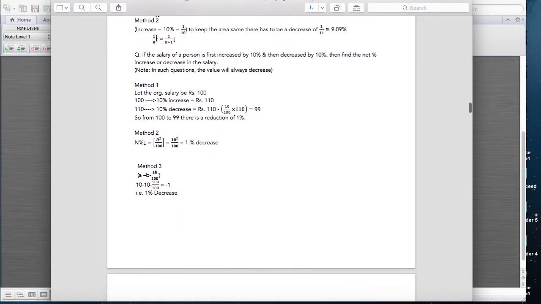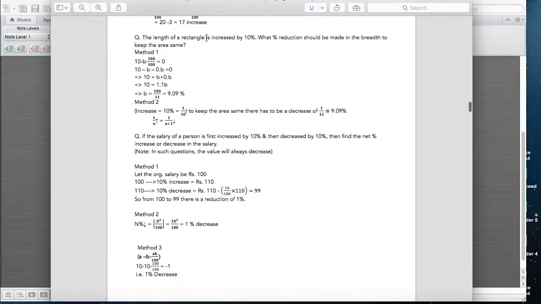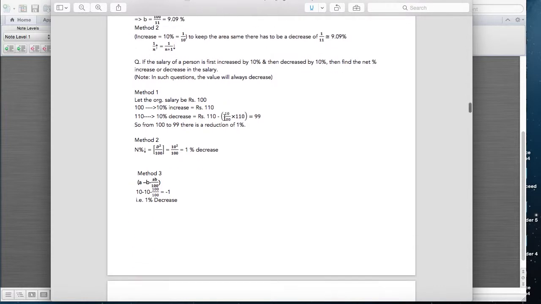I told you another method. If there is an increase of 1 by n, then the decrease should be 1 by n plus 1. So the length is increased by 10%, which is equal to 1 by 10. So the decrease has to be 1 by 10 plus 1, which is 1 by 11, which is equal to 9.09%. So this will take hardly 2 seconds.